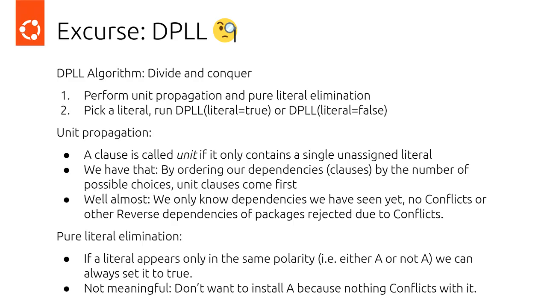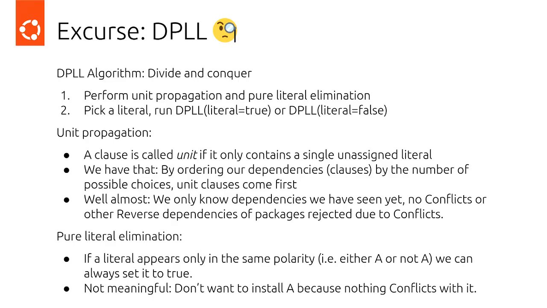Now, we have that partially because we're ordering our dependencies by the number of possible choices. These unit clauses come first, so we have some sort of unit propagation, but it's not entirely complete because we are looking at the dependencies lazily. Once we have picked a choice, we only look at the dependencies for that choice, and we don't store the conflicts of these packages ahead of time. So we can't propagate units backwards.